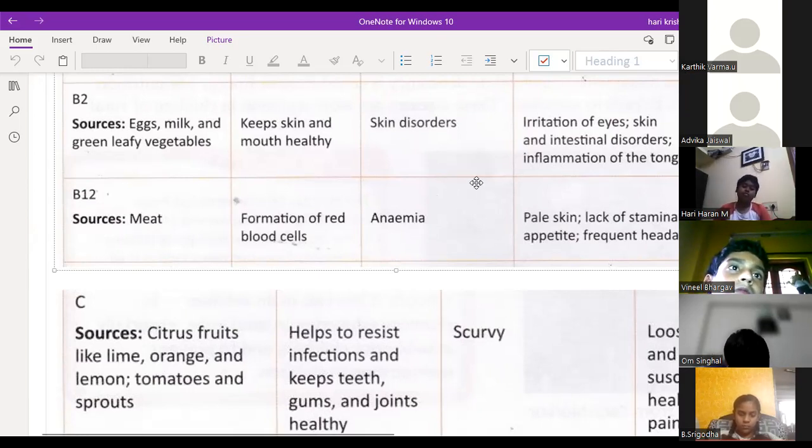Okay, everyone. Yes. What about Advaika? Is it clear? Yes.